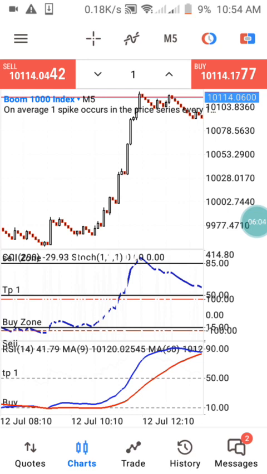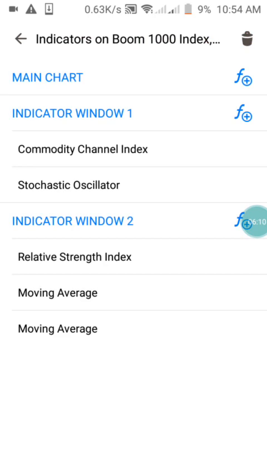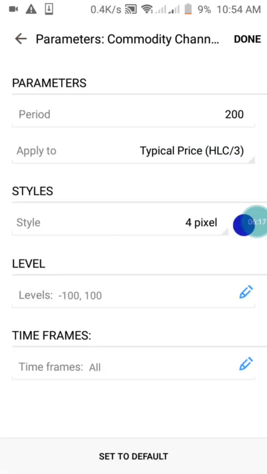And guys, let me show you an example, because this strategy works on all Boom and Crash indices. So let me show you the settings of this strategy. In our indicator window 1, we have our commodity channel index. We have the period of 200. We have applied to typical price. We have blue as our color here, so you can choose any color of your choice.